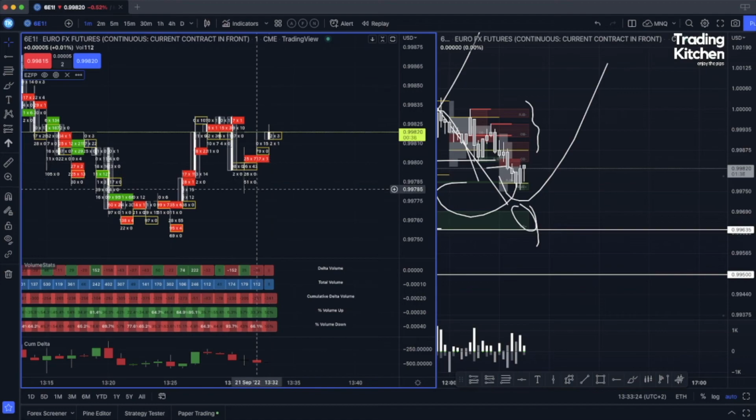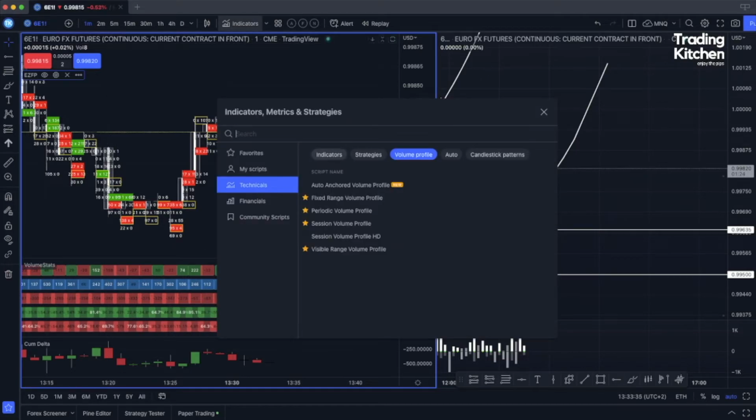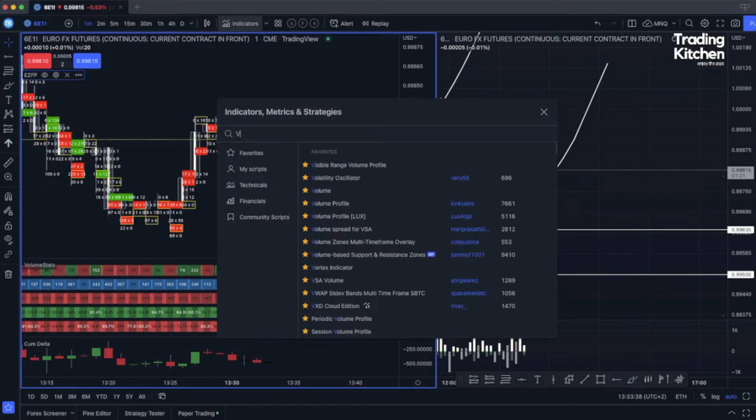Anyway, try to find your right settings. The second indicator is volume statistics, and I just want to tell you about volume stats.